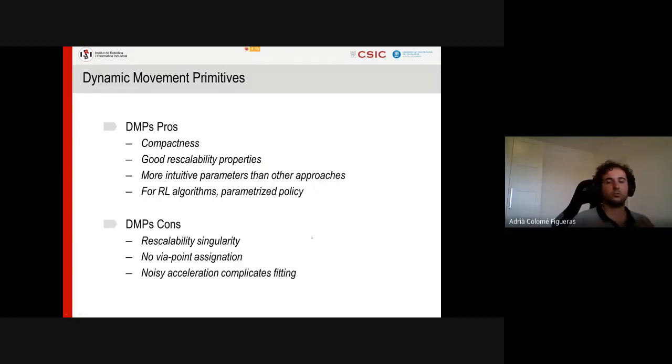However, when you do this rescaling, there can be some singularities if the initial position and the goal are very similar. Also, assigning the via point to the dynamic movement primitives is sometimes complicated. And I was talking before about noisy acceleration. When you have noisy acceleration, you have to be careful when fitting dynamic movement primitives, because the noise can affect you a lot, and then you have to put in regularization terms, and if you put in regularization terms, you lose information.